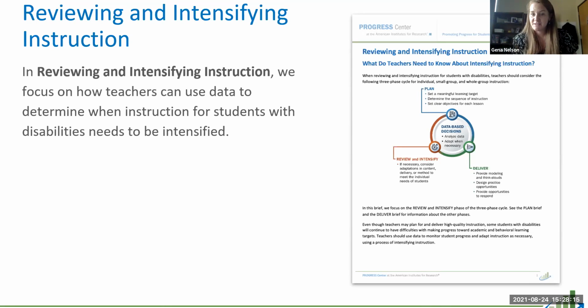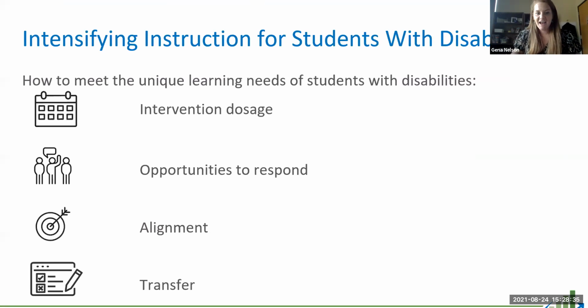Teachers use several data sources to inform instruction and the adaptations that they may make to instruction. And even when teachers use high quality instruction, such as explicit instruction methods, some students with disabilities will continue to struggle to meet learning goals and objectives in the classroom. So one thing that a teacher can consider is reviewing instruction to determine what could be intensified. So intensifying instruction is one process that teachers can use to provide specially designed instruction by changing the instructional content, delivery, or method to match the student's unique learning needs.